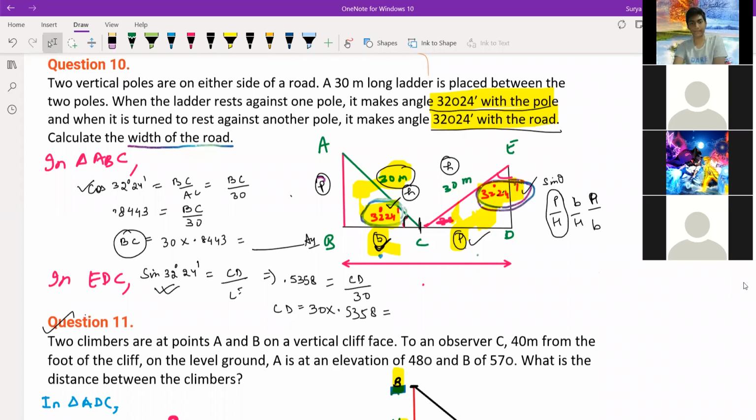Anyway, just find this, but the value you should know, right? Without the value, you can't do it. So write the value of this: cos 32 degree 24 minute is nothing but 0.8443, and sin 32 degree 24 minute is nothing but 0.5358.